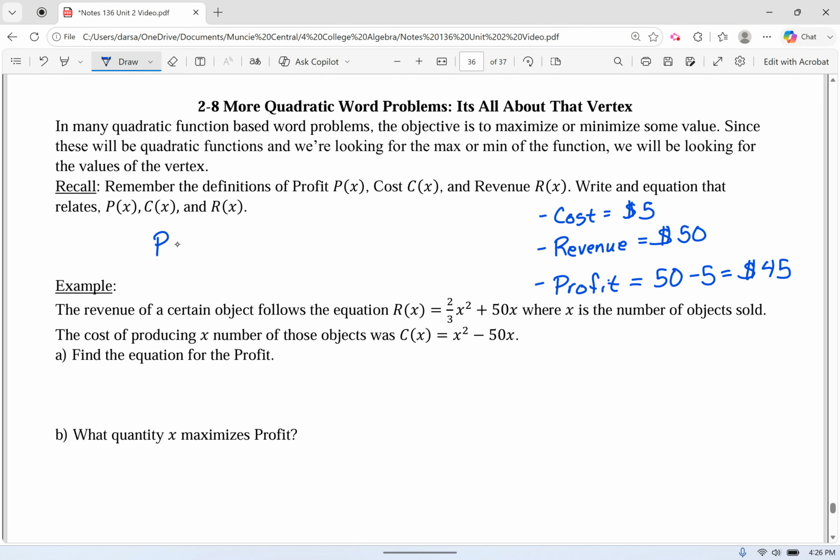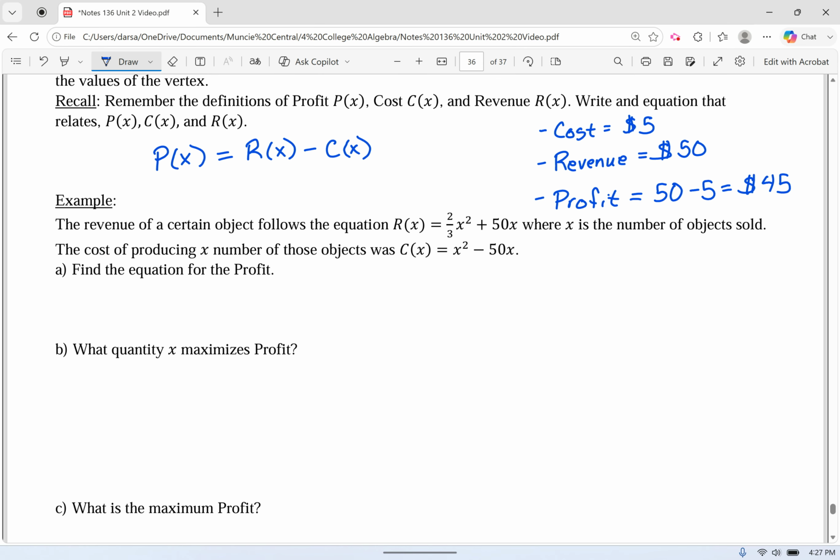So when we are thinking of the equations involving business, we always want to remember that profit is equal to revenue minus cost of things that we sell. So profit is equal to revenue minus cost. Let's see how that applies to our next equation.